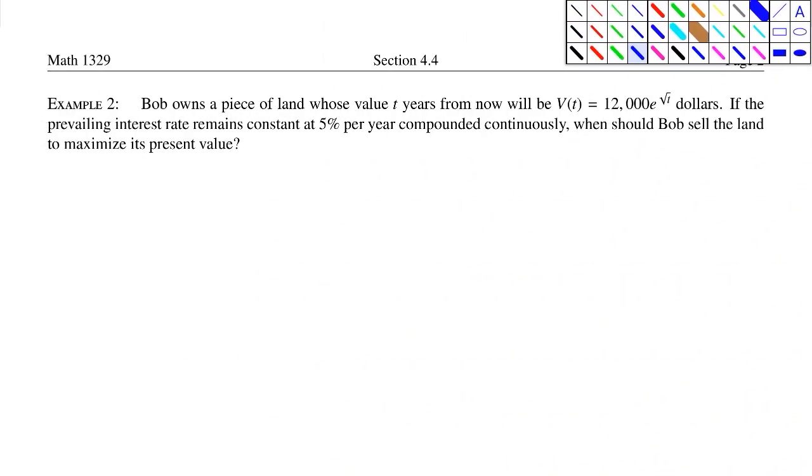Example number 2. Bob owns a piece of land whose value t years from now will be V(t) equal to 12,000 e raised to the square root of t power dollars. If the prevailing interest rate remains constant at 5% per year compounded continuously, when should Bob sell the land to maximize its present value? All right, so this is an optimization question, and we're trying to optimize present value.